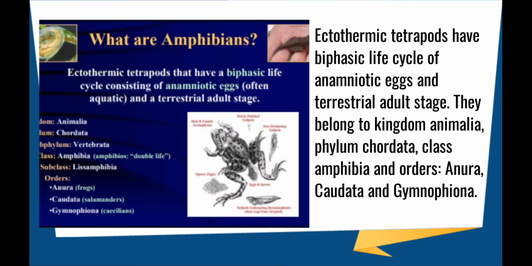Pennsylvanian epoch. Okay, so what are amphibians? Ectothermic tetrapods that have a biphasic life cycle consisting of anamniotic eggs, often aquatic, and a terrestrial adult stage. They belong to kingdom Animalia, phylum Chordata, class Amphibia, and orders like Anura, Caudata, and Gymnophiona.